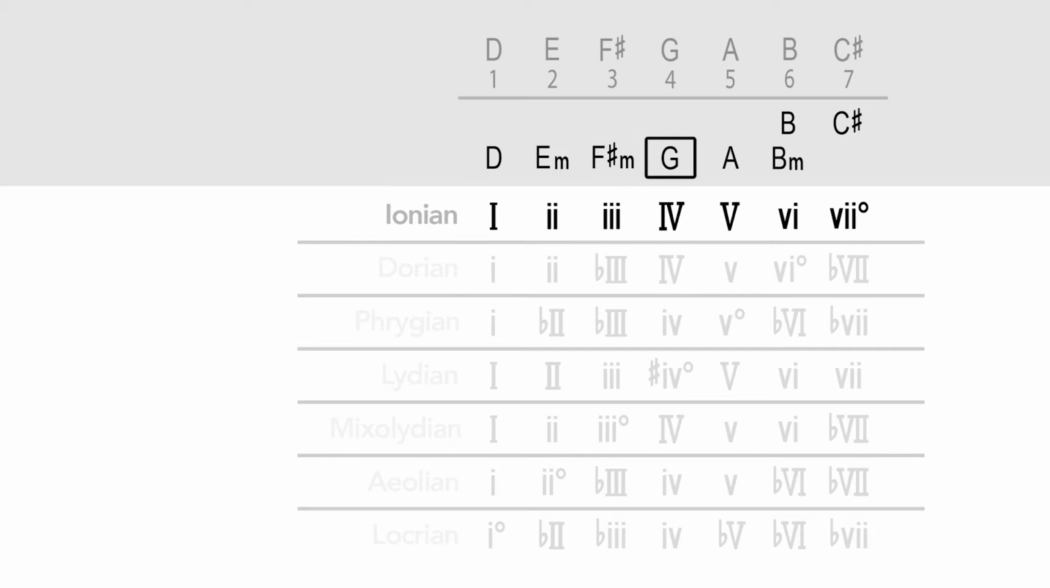And sure enough, G major is a major 4 chord, which is also in the Ionian mode. A major is a major 5 chord, also in Ionian. B minor is a minor 6 chord, also in Ionian like the others. So the song is in the D Ionian mode, although these last 2 chords fall outside the Ionian mode.